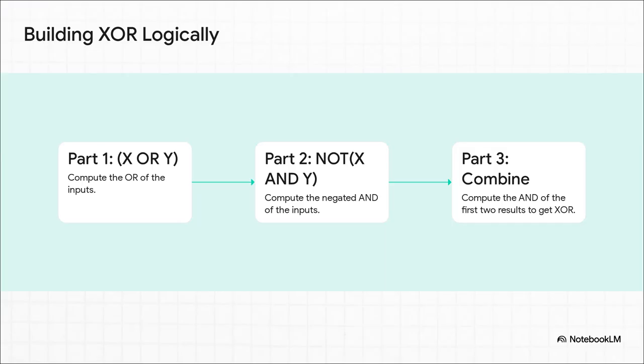The big breakthrough came when someone looked at the problem differently. They asked, what if we don't try to solve XOR directly? What if we build it out of the pieces we already know how to solve? Because, as it turns out, the logic for XOR can be written another way. It's the same as saying X or Y and not X and Y.